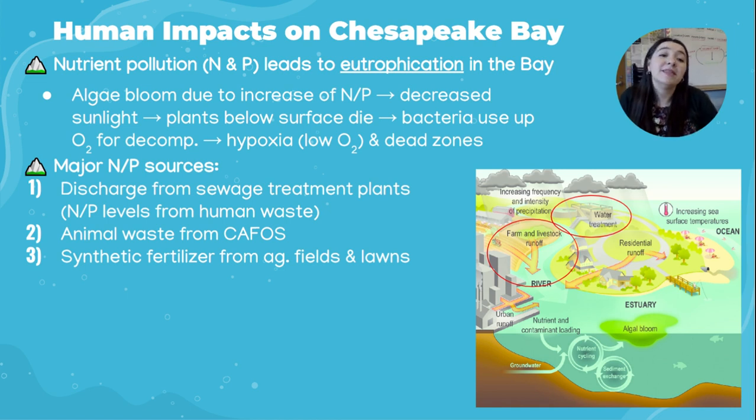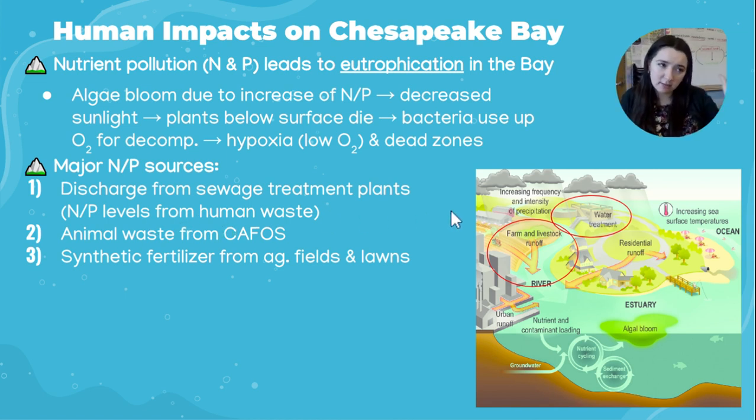So now you have these decreased oxygen concentrations. So all the fish living there, they're going to die. So that's a very abridged version of eutrophication. So what are some major sources of nitrogen and phosphorus? Discharge from sewage treatment plants.